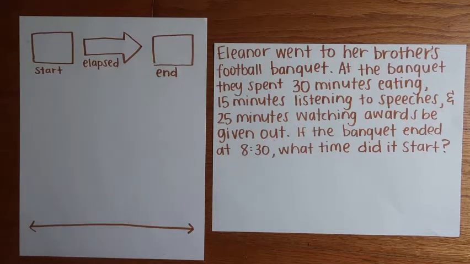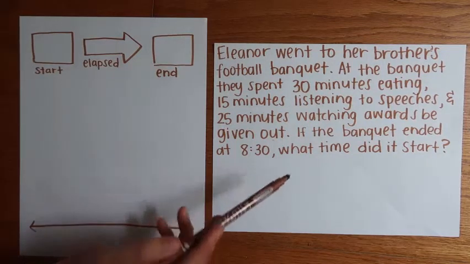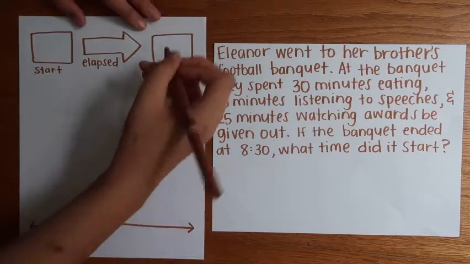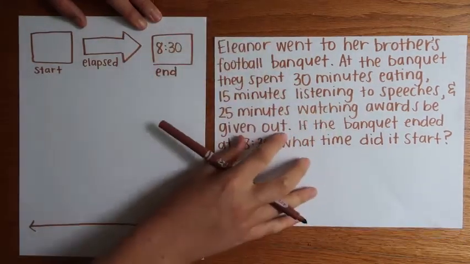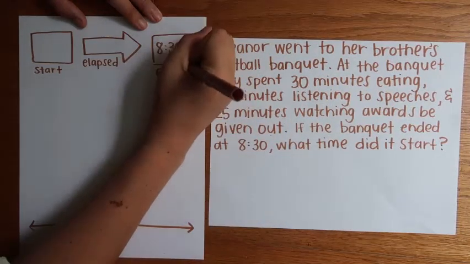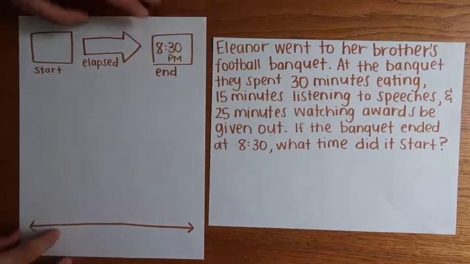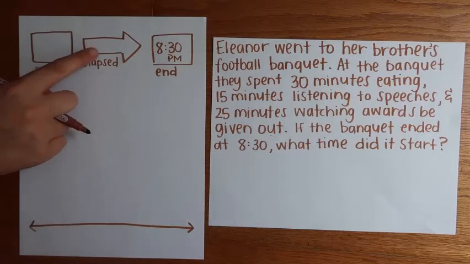So I have here some of the parts that we've been practicing. I have my start, elapsed, and end time blanks right there, and then I have this number line ready to go. By reading this problem, I can tell that the banquet ends at 8:30, so I can fill that in. That's going to be 8:30. I forgot to write in the problem, but that's going to be 8:30 p.m. That's my end time. Now, this elapsed time part is where it gets kind of tricky.